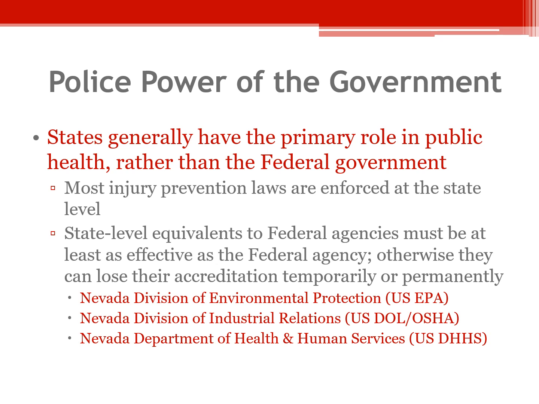So what happens is we have a federal agency, such as the Occupational Safety and Health Administration, or the Environmental Protection Agency, or the Consumer Product Safety Commission. But then in many states, rather than having the federal government enforce these laws, they will have a state-level equivalent agency to that federal agency that actually enforces the laws. And this state-level equivalent agency must be at least as effective as the federal agency would be. Otherwise, that state-level equivalent agency can lose their accreditation temporarily or permanently.